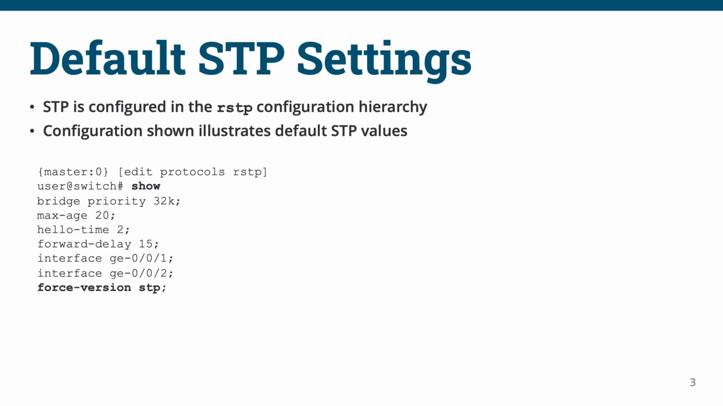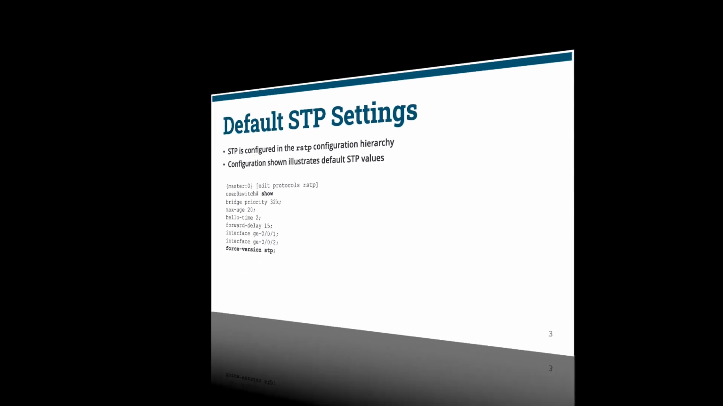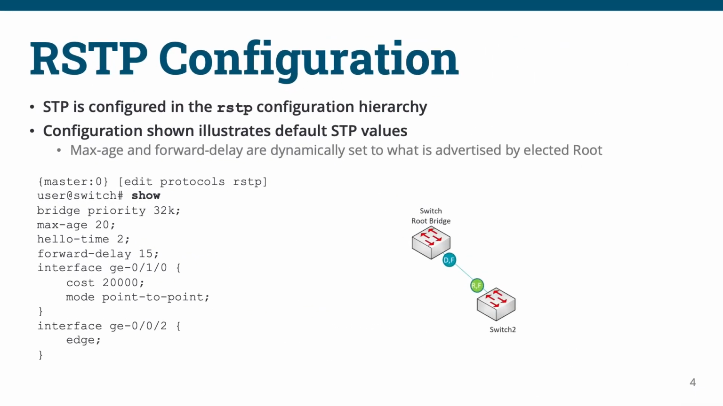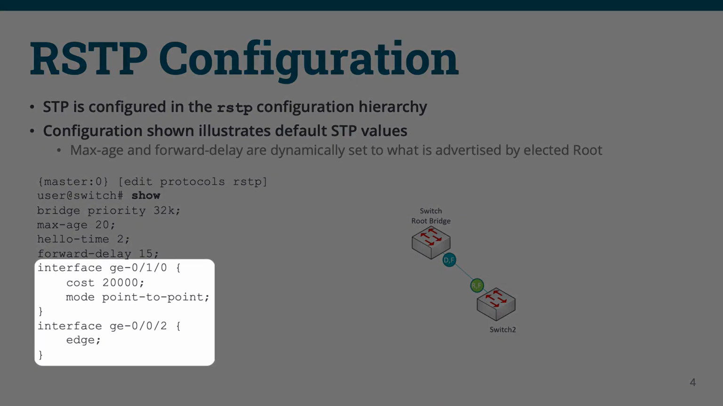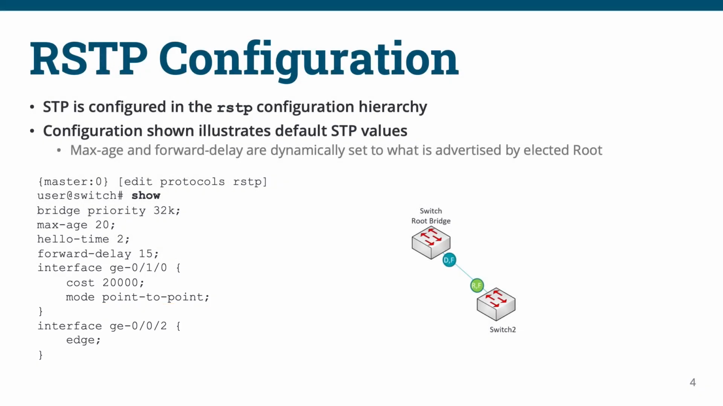Let's see now how we configure RSTP. You may have guessed that it's a rather similar configuration. To configure RSTP, we simply omit the force-version command. Since we're working with RSTP, we have the additional port roles here that may be configured, like point-to-point. Otherwise, the configuration is identical.